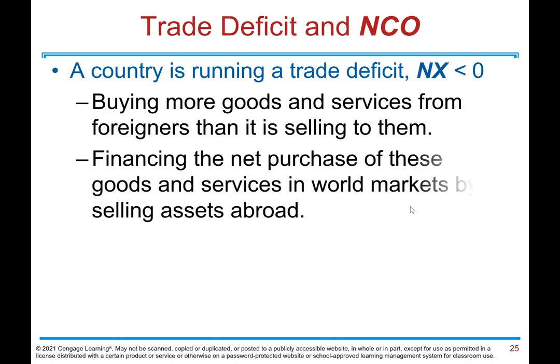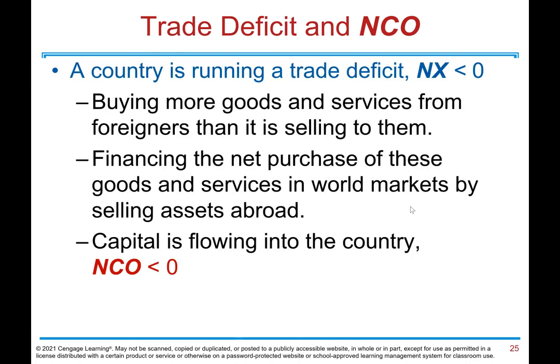Trade deficit and NCO. A country running a trade deficit has negative net exports and is buying more goods and services from foreigners than it is selling to them, financing the net purchase of these goods and services in world markets by selling assets abroad. Capital is flowing into the country, and therefore NCO is negative or less than zero.